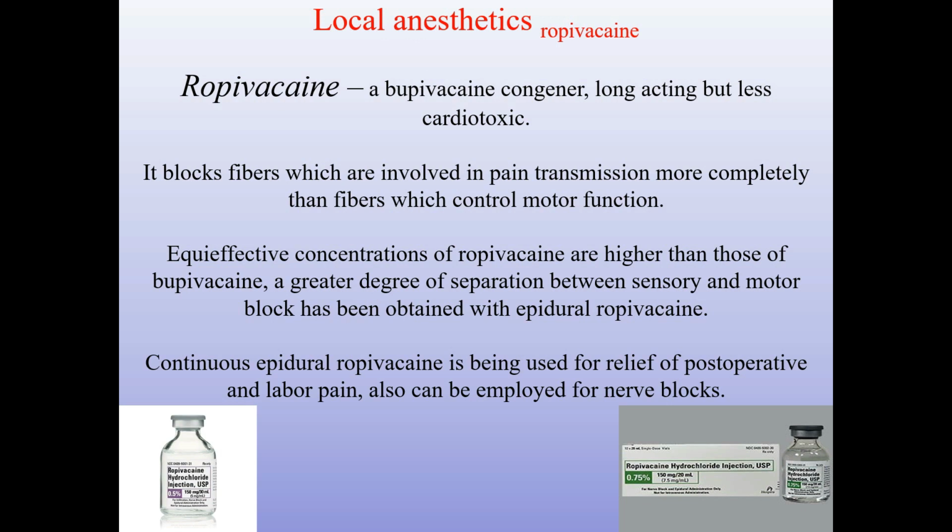Next one is ropivacaine. Ropivacaine, a bupivacaine congener, long-acting but less cardiotoxic. It blocks fibers which are involved in pain transmission more completely than fibers which control motor function. Equi-effective concentrations of ropivacaine are higher than those of bupivacaine. A greater degree of separation between sensory and motor block has been obtained with epidural ropivacaine.